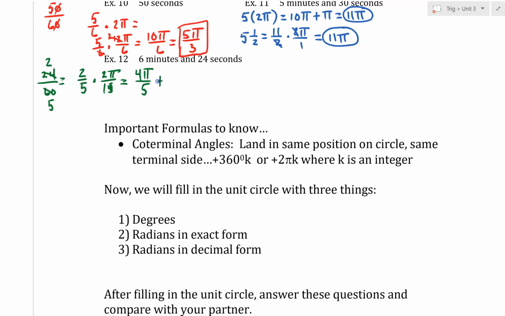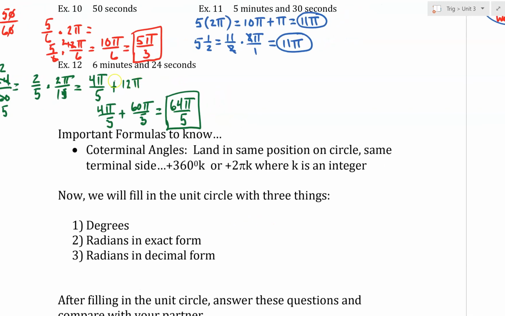And then you're going to have to add to that 6 minutes. Well, 6 minutes was 12 pi. So you take 4 pi over 5 and add 60 pi over 5, and that's going to give you 64 pi over 5. That's usually how these are written. They're not normally written as a mixed number of any sort. You can't say 12 pi and 4 pi over 5. It doesn't work like that.